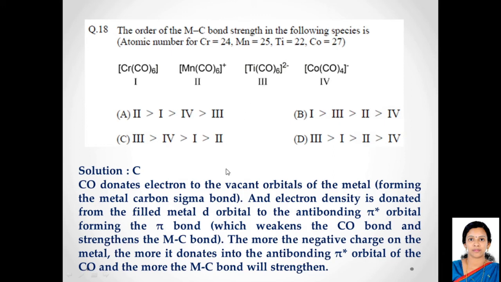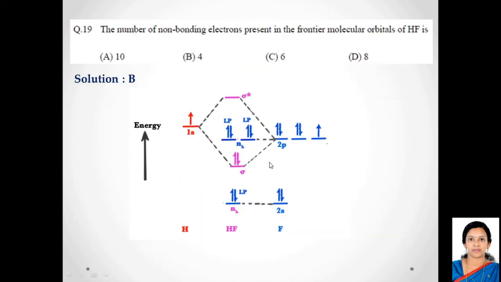Okay, so let's move on to question number 19. The number of non-bonding electrons present in the frontier molecular orbitals of HF, hydrogen fluoride, is. We have to find out how many non-bonding electrons are present in the frontier molecular orbitals of hydrogen fluoride. Here I've shown you the molecular orbital diagram of hydrogen fluoride.